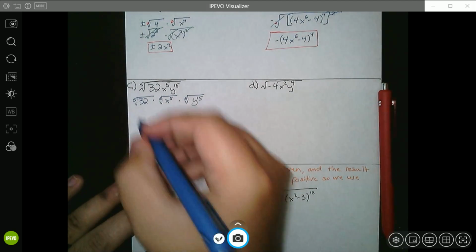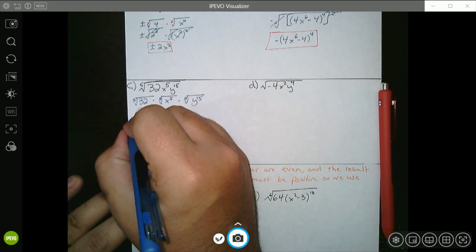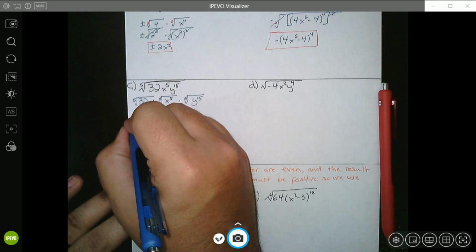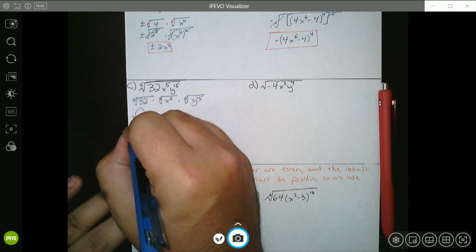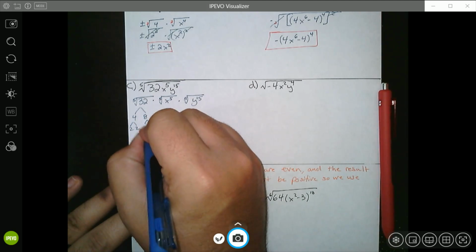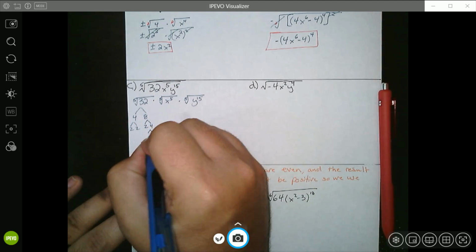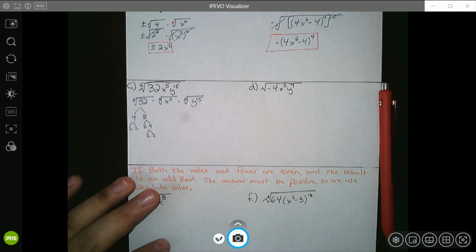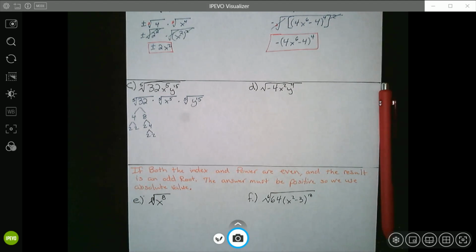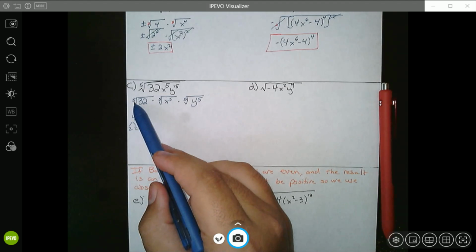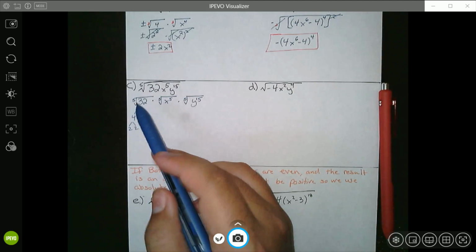Now we can break them down. So 32 we can break down into 4 times 8, 2 and 2, 2 and 4, 2 and 2. Now remember back to the last time when I was talking about this, whenever you have your index, it is the amount of times you want something to be the same. It's what you're looking for in common. So since this is a 5, I'm looking for a number that repeats itself 5 times.